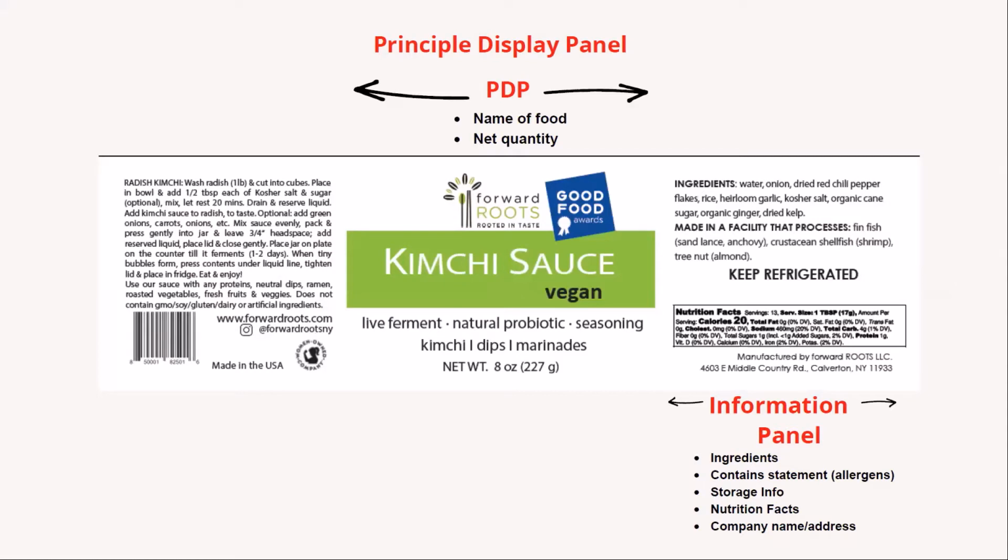Here we have a sample of our label. You'll notice we have three panels here. The PDP is in the center, and the information panel is located to the right of it. We also have a third panel on the far left, and we use that to provide additional information such as our website, social media handles, product use, and UPC code.